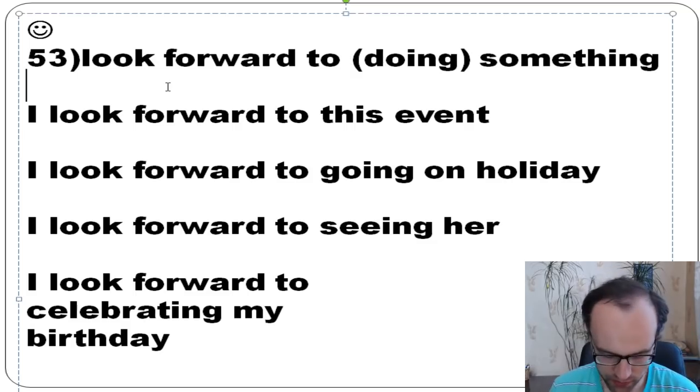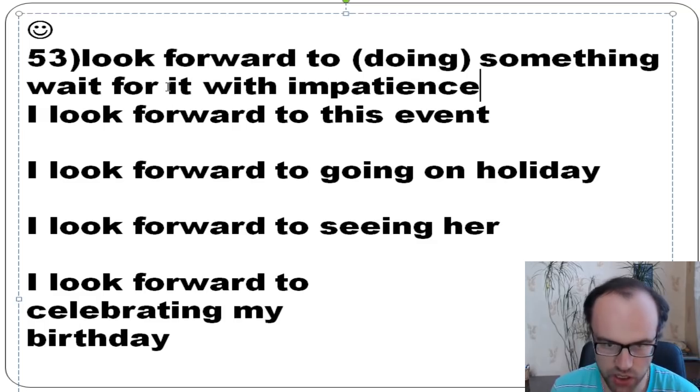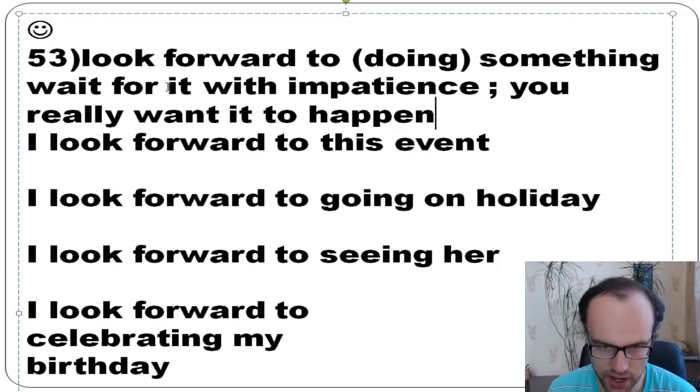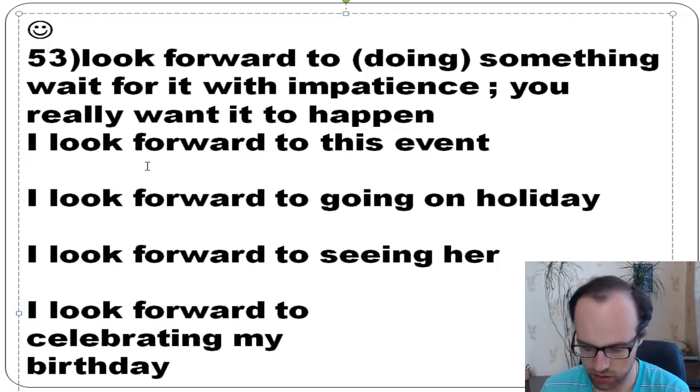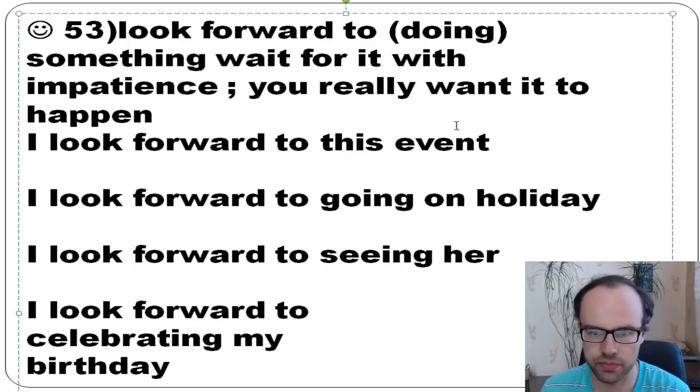It means wait for it with impatience, okay? So you really want it to happen. Good. So please have a look at these examples, okay?